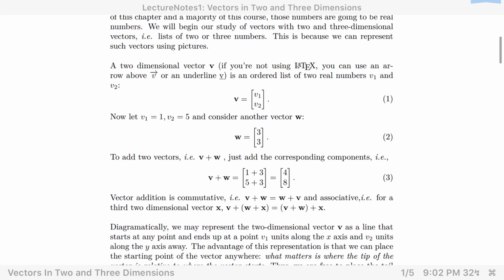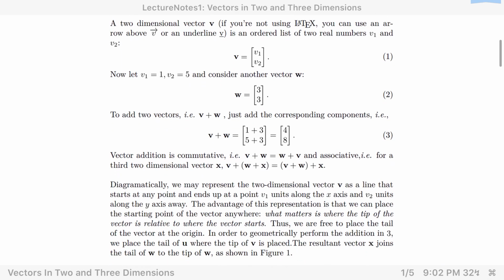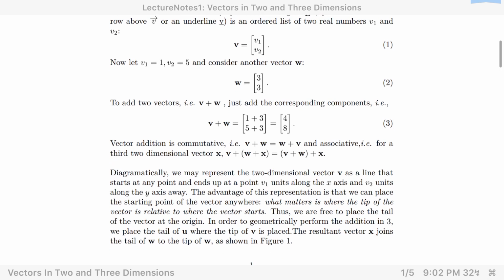Now a vector is going to be denoted by a bold-faced v or w or any other variable here. Now if you're not using LaTeX or any other typesetting software, what you can do is underline your variable, or you can place an arrow above your variable, and so on and so forth. Now these components of our vector, they're going to be real numbers, and we can have vectors with complex numbers, and they're pretty easy to deal with as well. So I'm not going to go there.